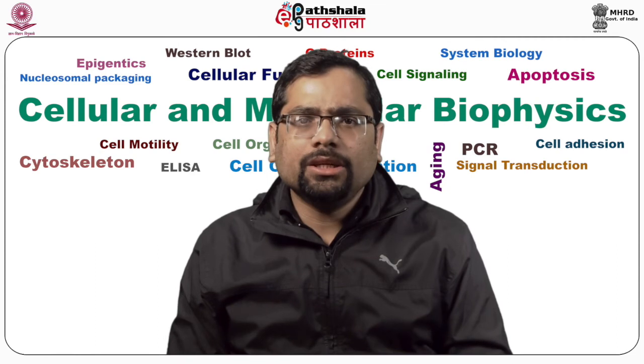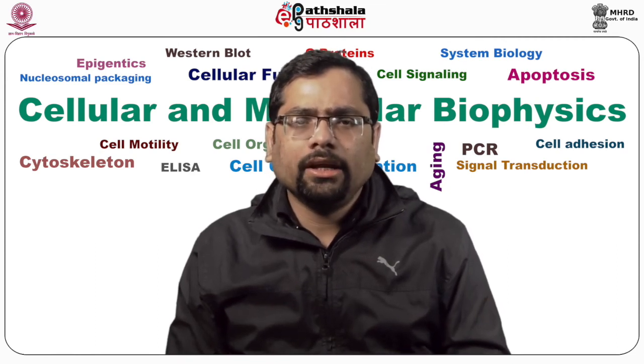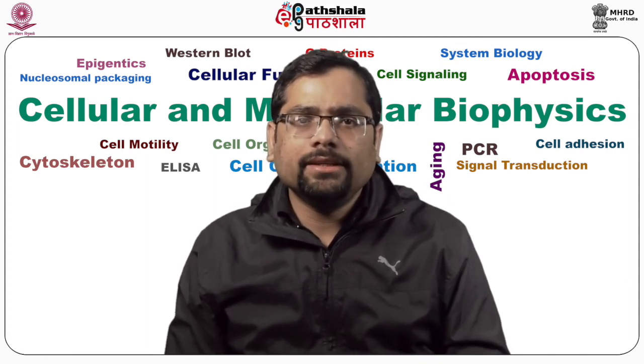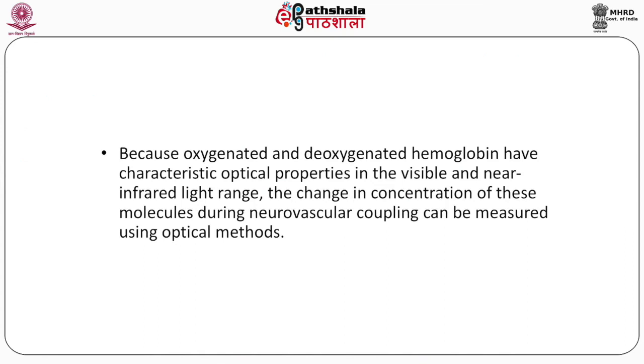The initial increase in neuronal activity is thought to result in a focal increase in deoxygenated hemoglobin in the capillary bed, as oxygen is withdrawn from the hemoglobin for use in the metabolic glucose. So, due to this mechanism, there is focal increase in the deoxygenated hemoglobin. Oxygenated and deoxygenated hemoglobin have characteristic optical properties. If we analyze them, they exhibit different optical properties. So, this difference in optical properties is visible, and this difference is in the near infrared light range.